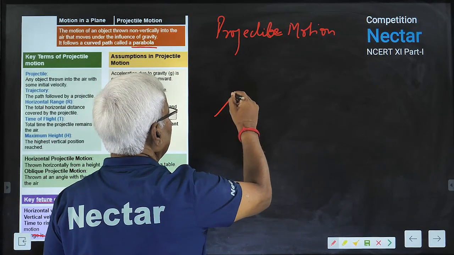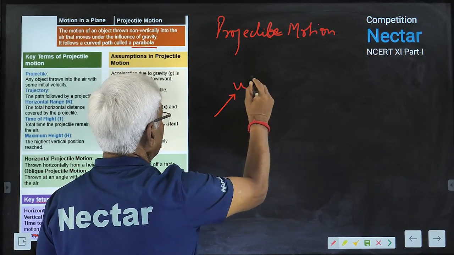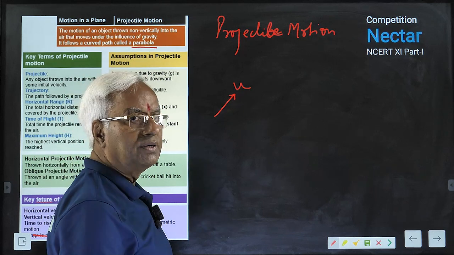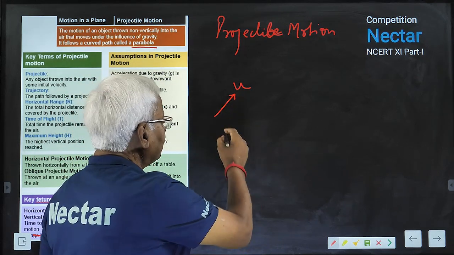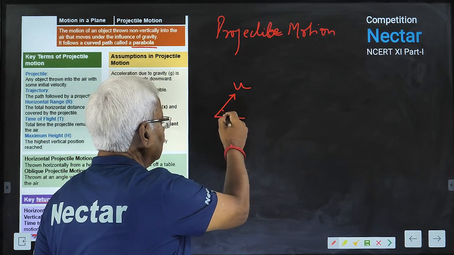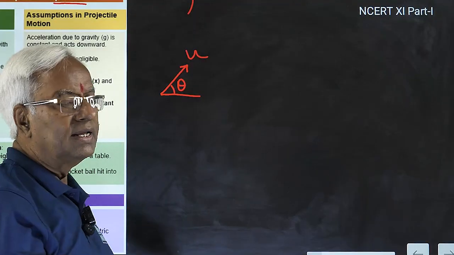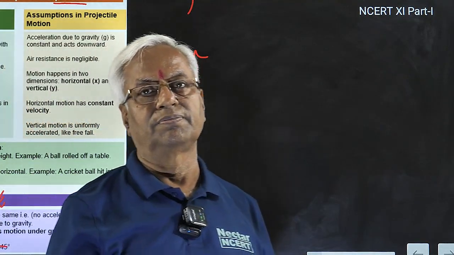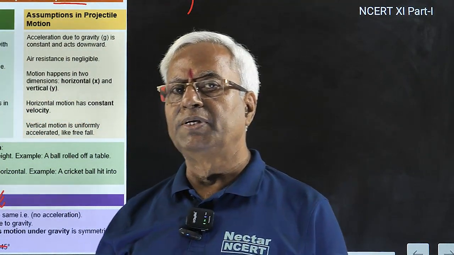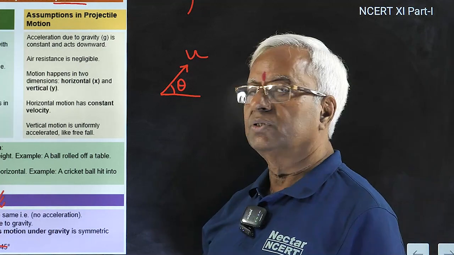Say this is the velocity you have chosen for throwing it. Its angle with the horizontal will be known as the angle of projection. Many terms will be used here in projectile motion.